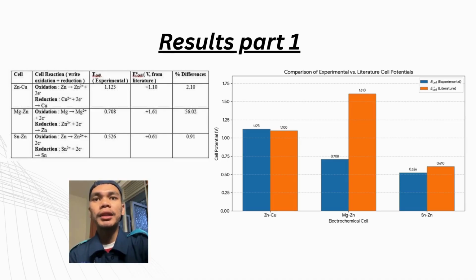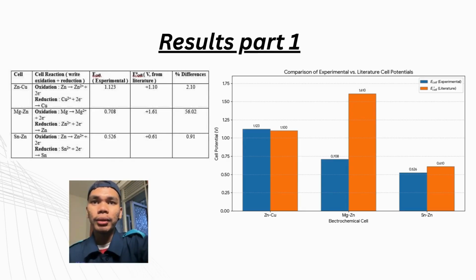Our experimental cell potential was measured at 1.123 volts. The accepted standard potential, or E cell, from literature is positive 1.10 volts. Comparing these values, we achieved remarkable accuracy. The percentage difference was only 2.10%, and this small difference shows our experimental setup was close to ideal conditions, such as 1.0 M concentration and 25 degrees temperature.